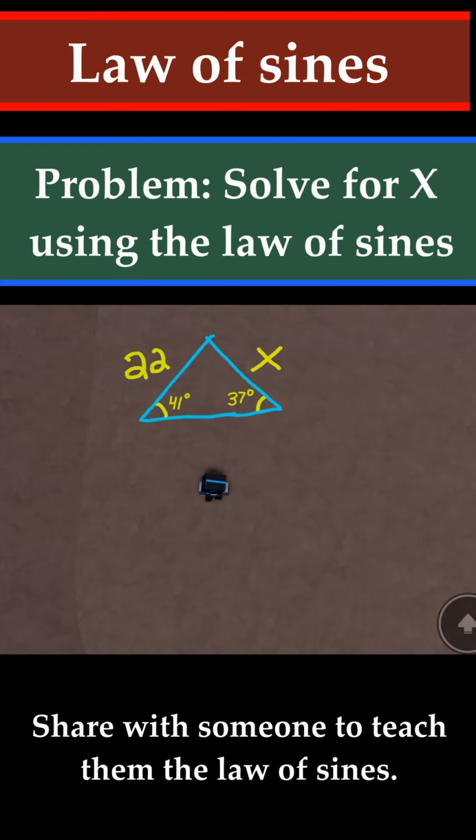In this first problem, we have a triangle where the sides are 22 and x, and we're not given the third side, but that's not important. And we have angles of 41 and 37 in this triangle, and we need to try and solve for x. So let's try and use the law of sines to solve this problem. I'm going to write the law of sines again.